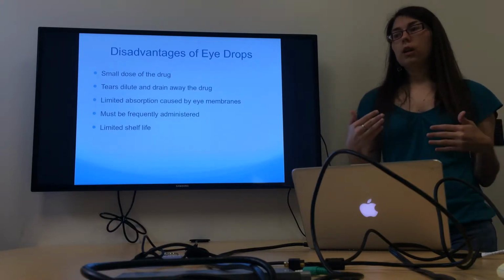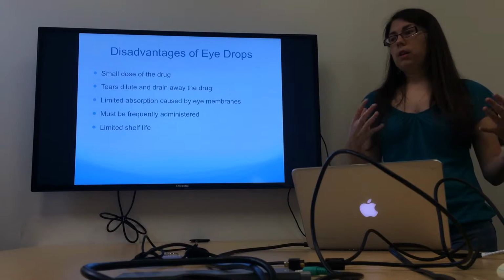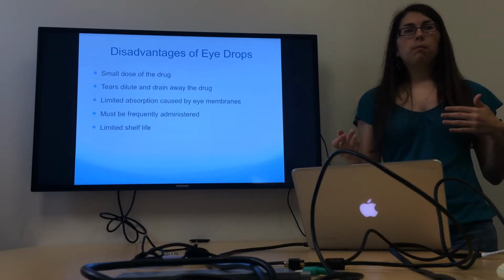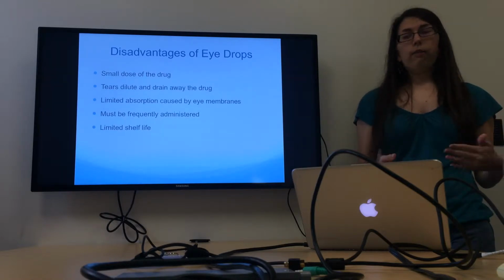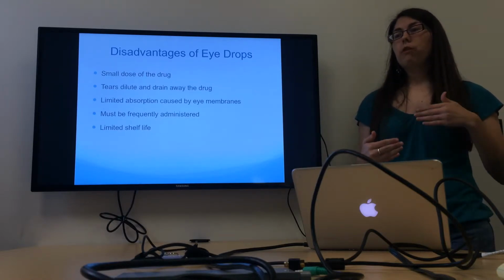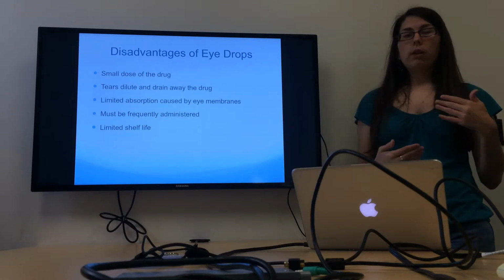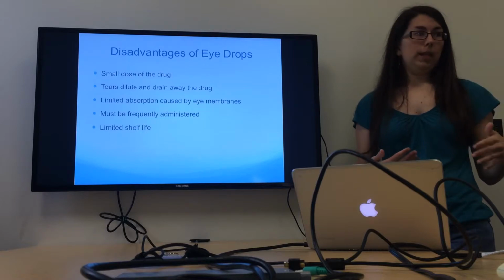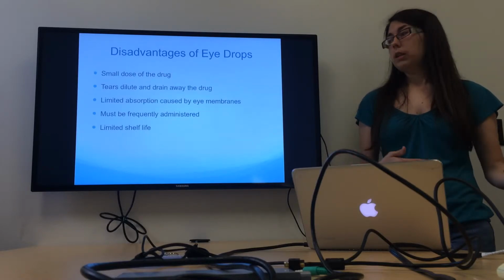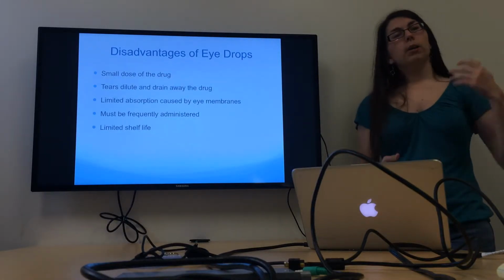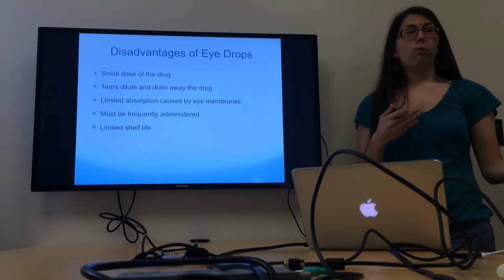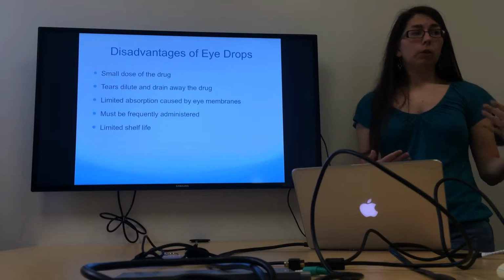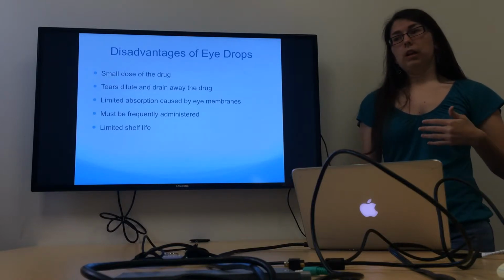So not the ones you're targeting, but you can have drugs affecting different tissues that you don't want them to be. So because this small dosage is delivered to the eye from these eye drops, they have to be administered very many times. So that's why you get eye drops and you get multiple bottles, and you have to do it every few hours or multiple times a day or however long you need to be able to treat these diseases. Eye drops also have a limited shelf life, so preservatives have to be added so they can last for a longer period of time. And these preservatives can also affect the toxicity of the drops.